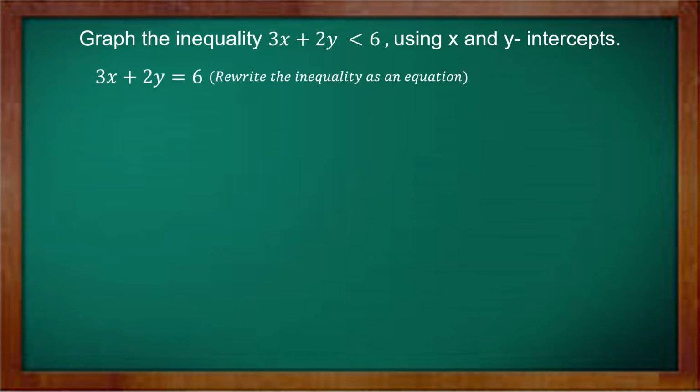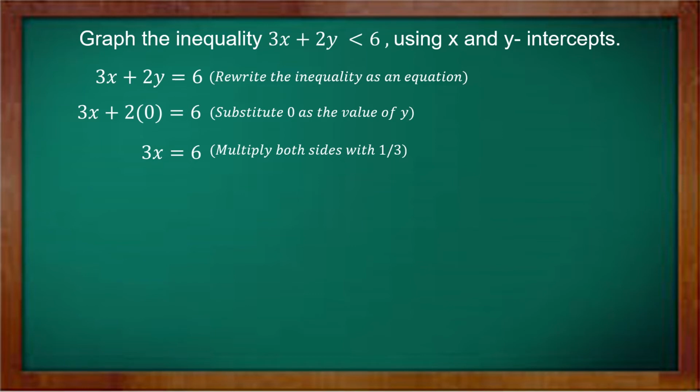So now let us find the value of our x-intercepts. Let us rewrite the inequality 3x plus 2y less than 6 into an equation. So we have 3x plus 2y equals 6. Next, we will substitute 0 as the value of y since we are going to find the value of x, or the x-intercept. By doing the multiplicative inverse, we will multiply both sides by 1/3. So we have here the answer x is equal to 2, or our x-intercept is (2, 0).